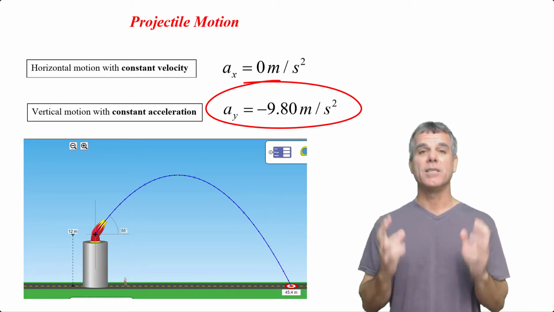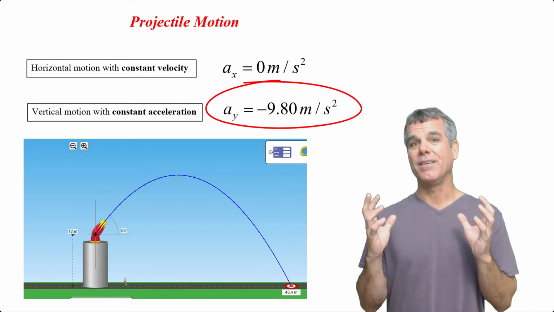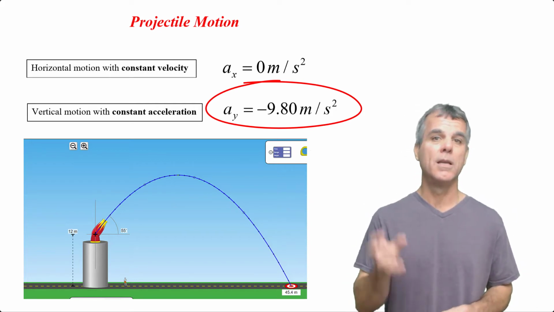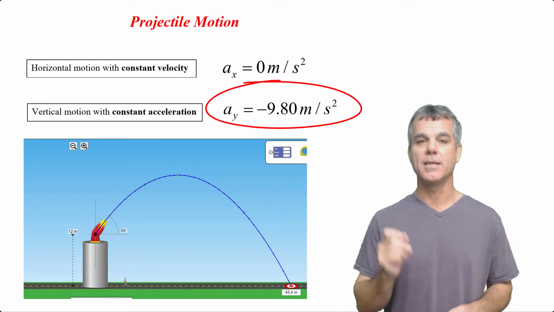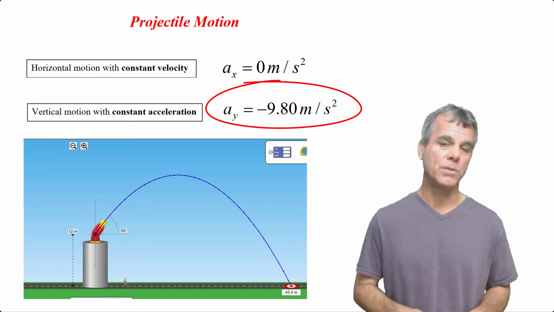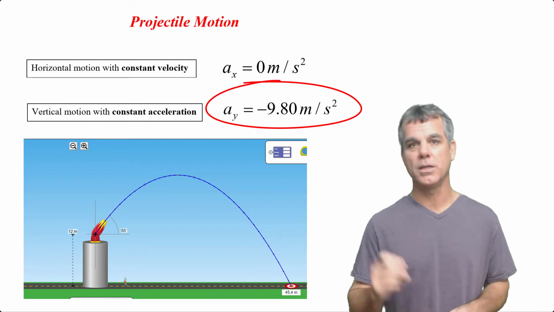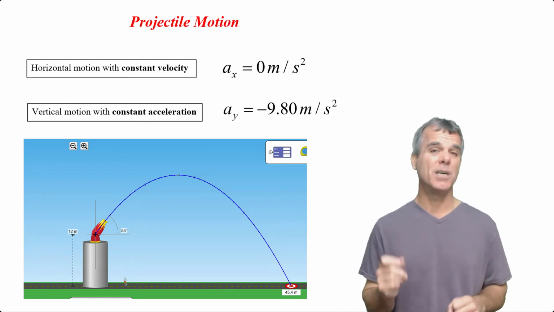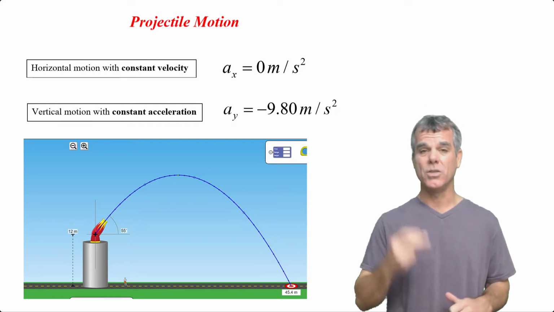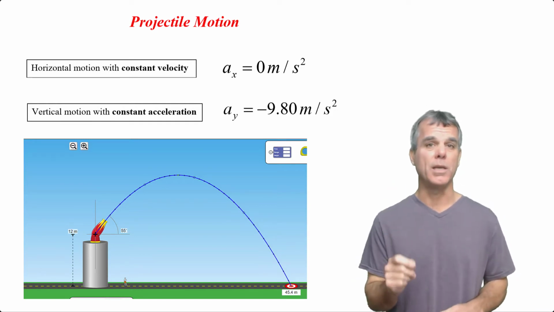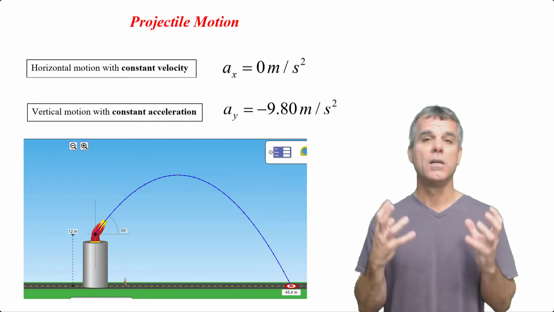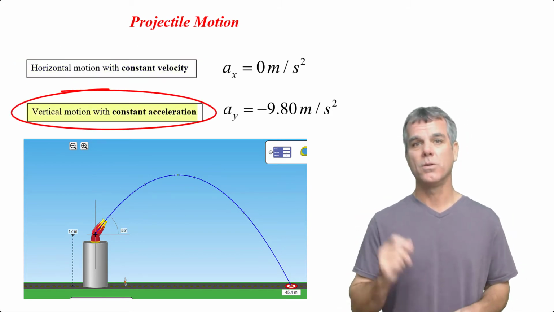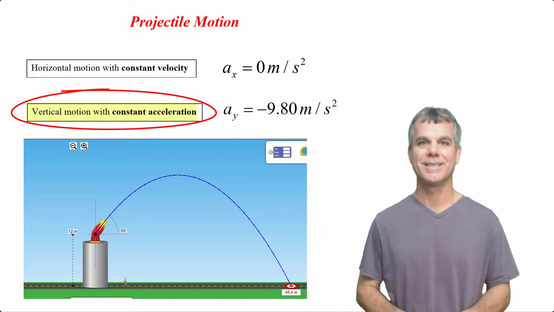So as an object is moving through the air, the vertical component of the velocity is constantly changing at a rate of negative 9.8 meters per second every single second, which means the acceleration in the y direction is negative 9.8 meters per second squared. So if I had to sum up projectile motion in just two statements, it would be: projectile motion is horizontal motion with constant velocity and vertical motion with constant acceleration.